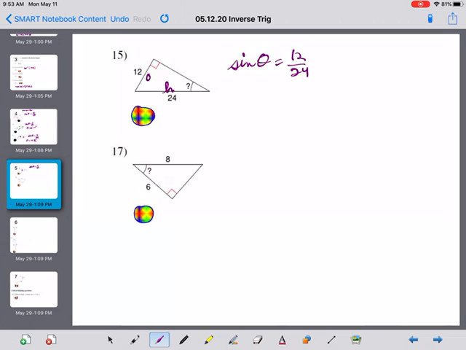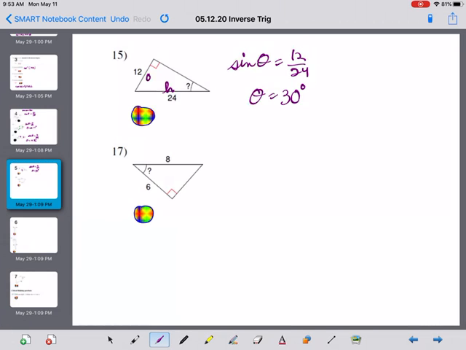So which angle has a sine ratio of a half? This one you'll eventually have memorized when you take pre-calc. And you might know right now, based on yesterday's, but that's okay if you don't. Inverse sine of 12 divided by 24, or a half, is 30 degrees, right? That's the 30, 60, 90 special right triangle.